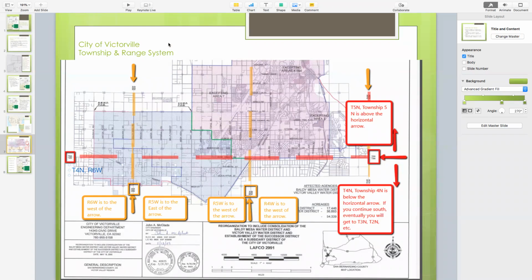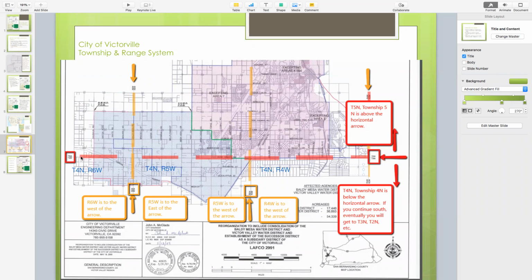Another example, if I were to move here further east, we would still be in Township 4 North. Now we are in Range 5 West. If we were to move over one more, we are still in Township 4 North, Range 4 West.